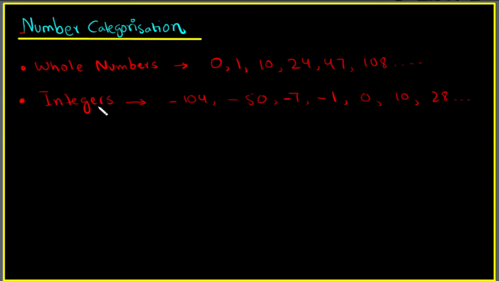So you can see that not all the integers are whole numbers because it also includes negative numbers, but all the whole numbers are integers, right? So this is the concept of whole numbers and integers. In the next video, we'll be talking about the next category of numbers, which is rational numbers and irrational numbers.